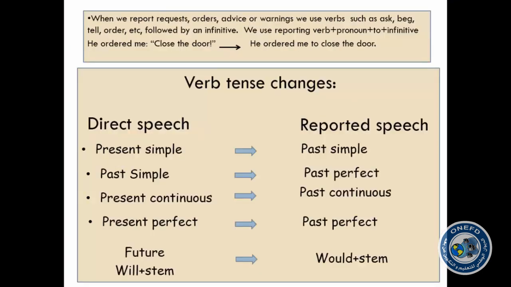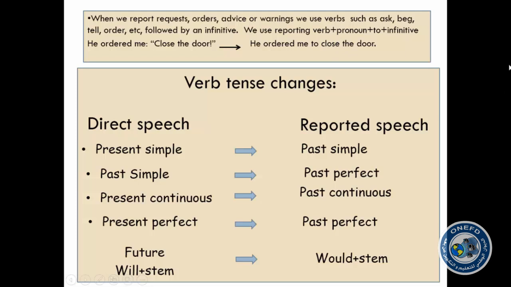We can also report requests, orders, advice, warnings, and so on. When we report them, we use verbs such as ask, beg, tell, order, followed by an infinitive. We use this form: verb plus pronoun plus to plus infinitive. For example, "Close the door," he ordered me. How do we report it? We say he ordered me to close the door. As you can see, we have the verb ordered plus pronoun plus to plus the infinitive of the verb.